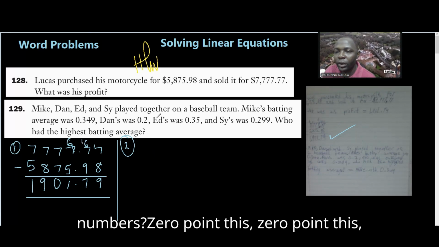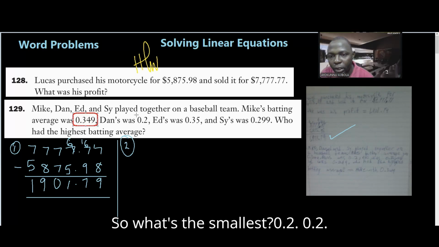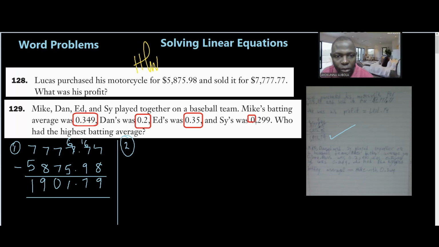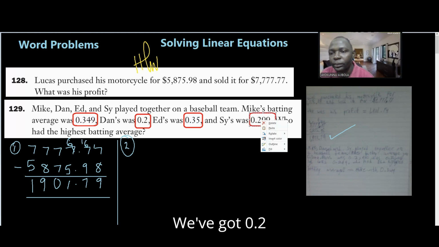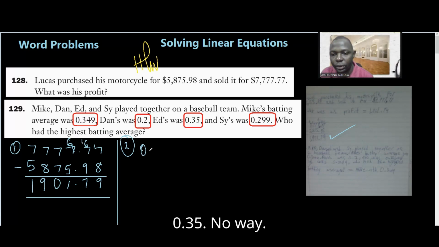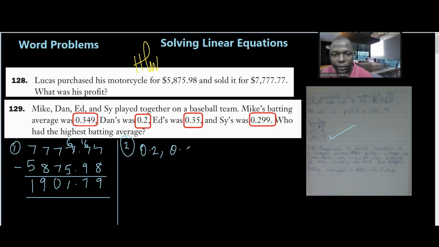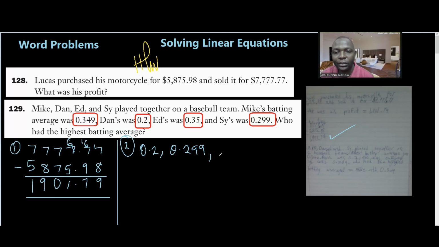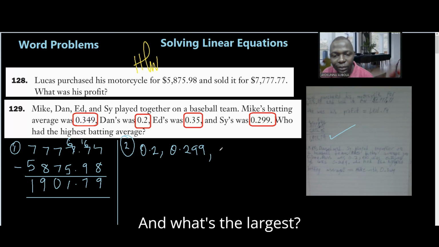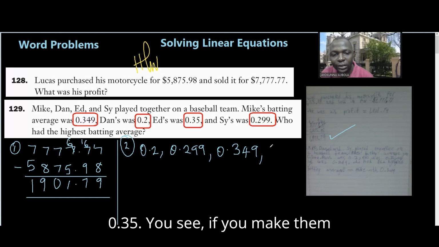Okay, so what's the smallest of all the decimal numbers? What are the numbers? 0 point this, 0 point this, 0 point this, and 0 point this. So what's the smallest? 0.2. We got 0.2, followed by which one? 0.35? No way. Still 0.2. Followed by which one? 0.299. And what's the largest?